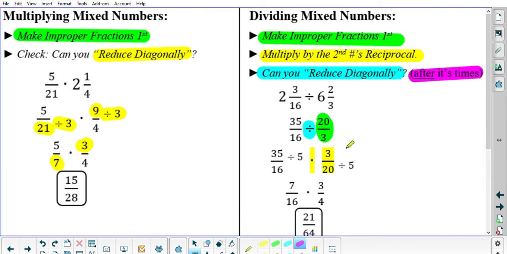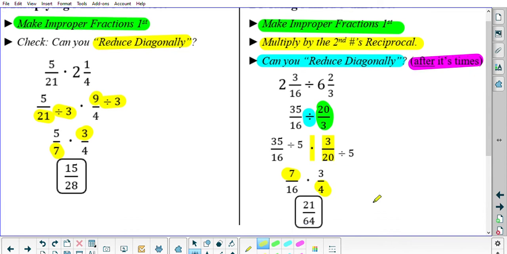So after I multiply by the reciprocal, that's when I look at the 35 and the 20 and see that they're both divisible by 5. 35 divided by 5 is 7. 20 divided by 5 is 4. Then I can multiply, and since I reduced as much as I could before I multiplied, my final answer was already in simplest form.